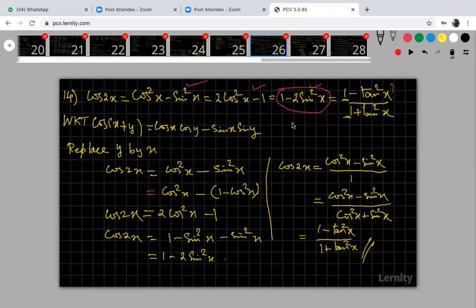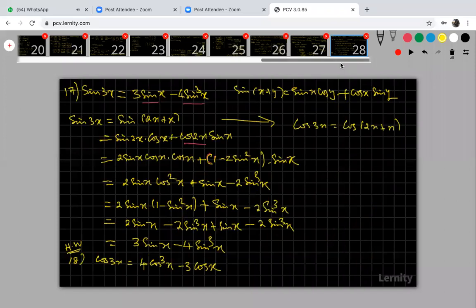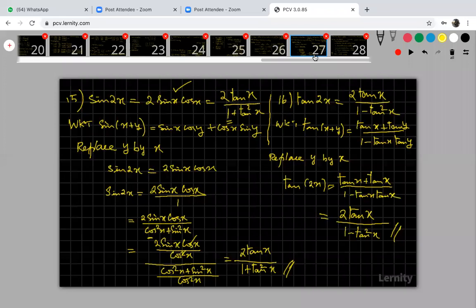Your 19th one is also homework for you. Please take the 19th one. The 19th one is tan 3x. Your tan 3x is 3 tan x minus tan cube x divided by 1 minus 3 tan square x.